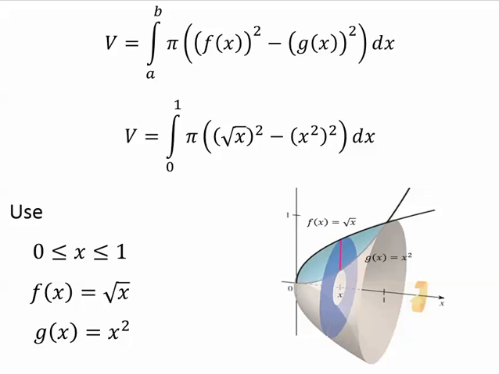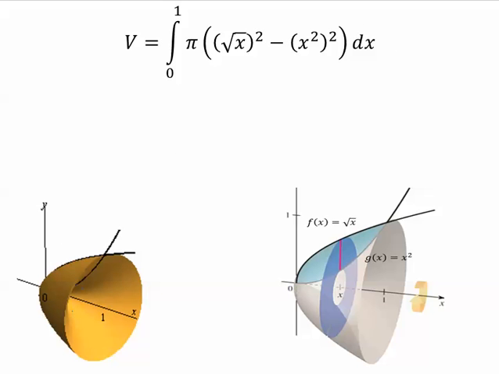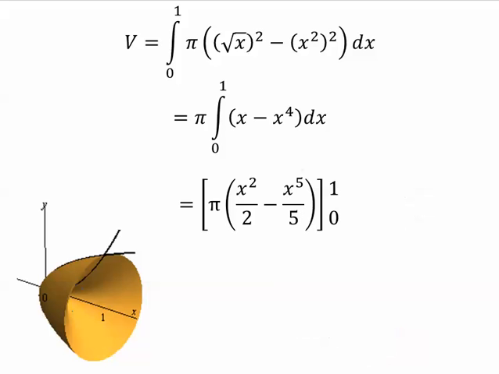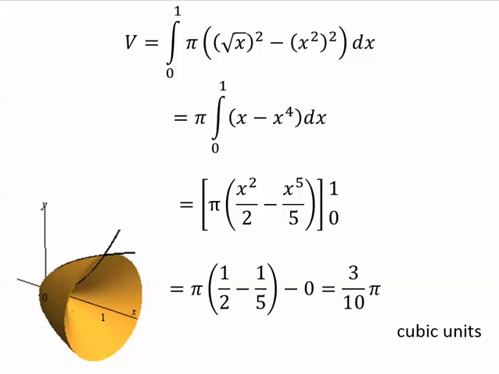We need to simplify this. So ask yourself, square root of x squared, what's that? x squared squared, what's that? After you've simplified, you're ready to integrate. And then evaluate. When the dust settles, you get 3/10 pi cubic units.